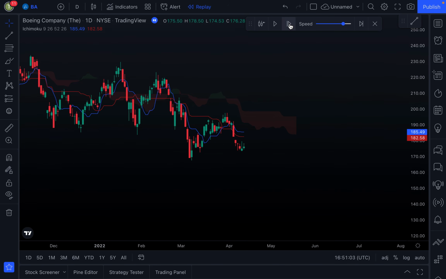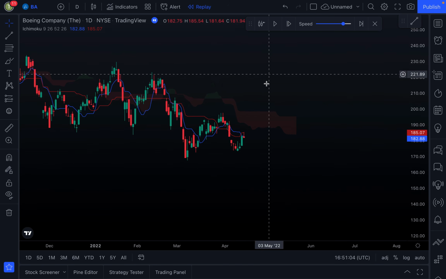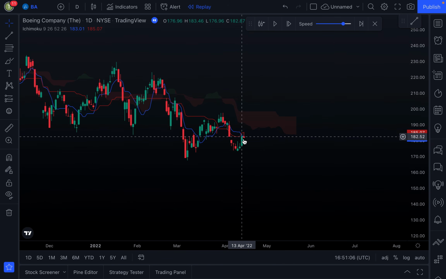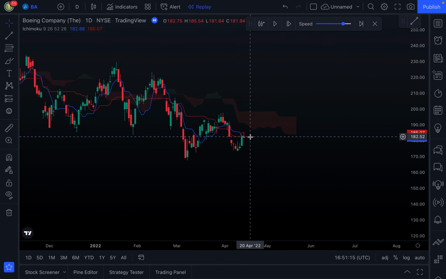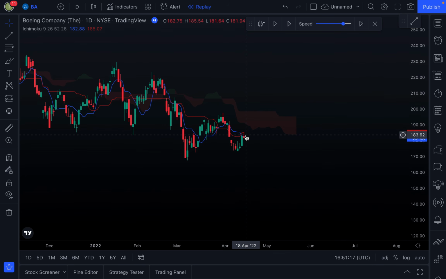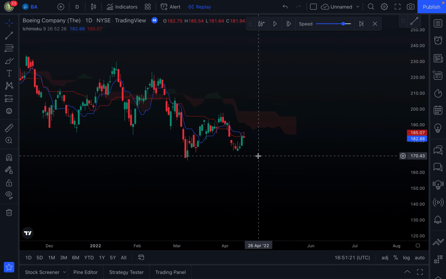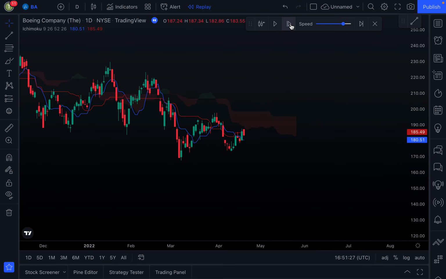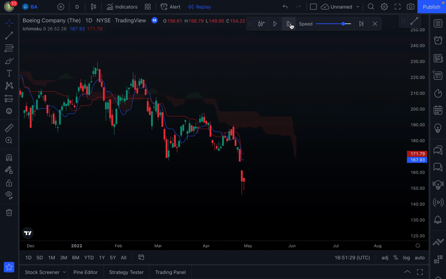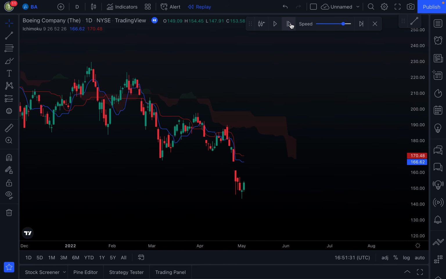So let's continue here. And notice here that the blue line, the conversion line, actually crosses below the baseline now. So now we have our bearish crossover. Again, this is a potentially good signal that the stock's about to make a lower move down. So you could have potentially entered a short position here. And let's take a look at what happens shortly after this. So we continue to play this. We'll see that Boeing made a huge move to the downside, right?